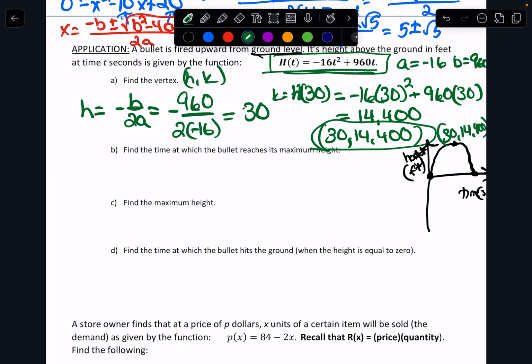Now, find the time at which the bullet reaches its maximum height. The maximum height is here. Our time is the x value, so it's going to be 30 seconds. Next, we need to find the maximum height. That's part of the vertex too, since the parabola opens downward. So our maximum height is going to be 14,400 feet.